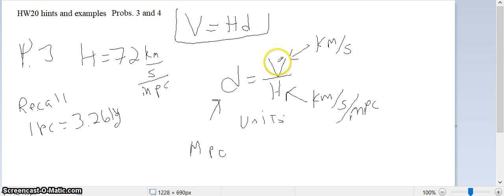So we use the Doppler effect, and we measure the velocity, and a very typical value to measure the velocity is in kilometers per second. And notice, conveniently, the Hubble constant is in kilometers per second per megaparsec. So the kilometers per second in the numerator and denominator will cancel, and then you have 1 over megaparsecs, and the megaparsecs come up to the numerator, and so D will be in megaparsecs. And what we're going to want to do is convert megaparsecs to light years.